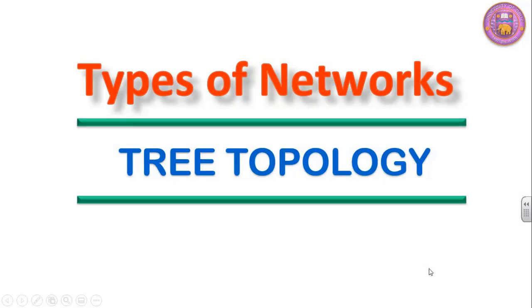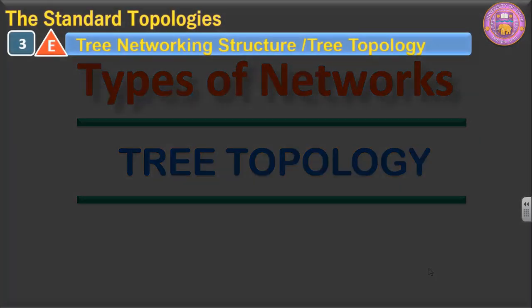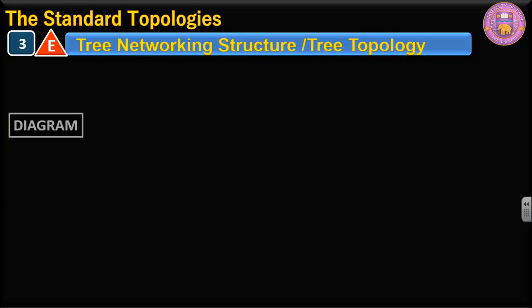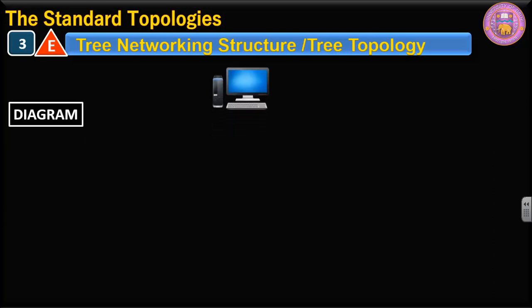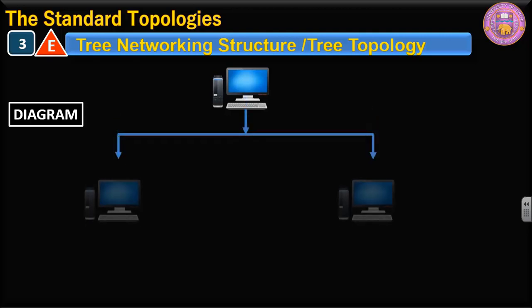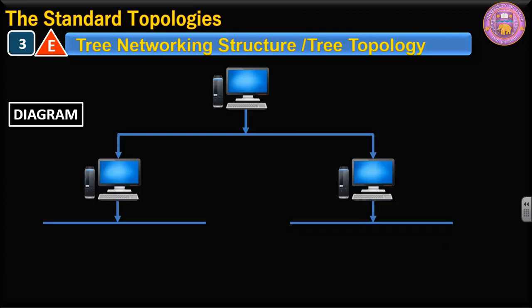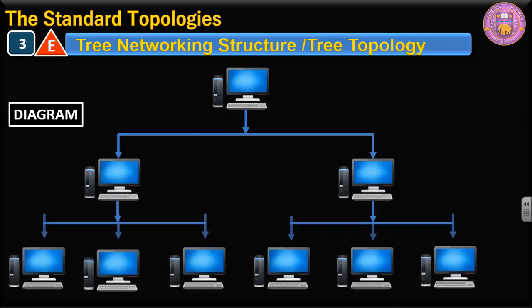Among the types of network, here we will talk about tree topology. Tree networking structure or tree topology. First of all, let us look at the diagram of tree structure. This is in the formation of tree structure, so we call it tree topology.